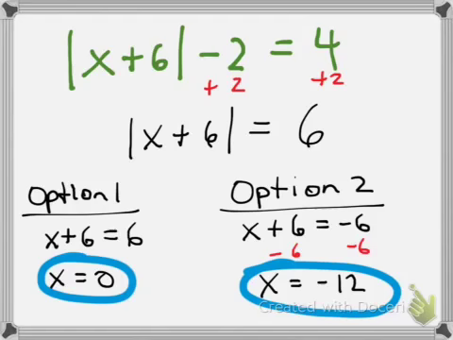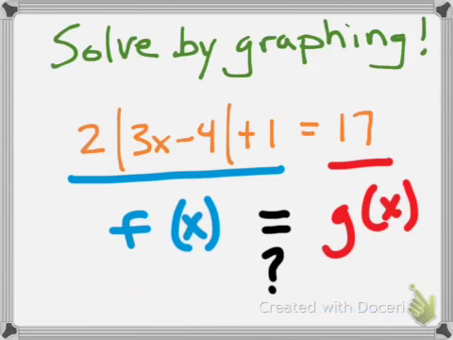If you take 0 and plug it in there, you'll get 0 plus 6, which is 6, so that works. If we do negative 12 plus 6, we'll get negative 6, the absolute value of which is 6. So both answers work. Now we do have one other option. If you have a graphing calculator handy, you can go ahead and solve by graphing.